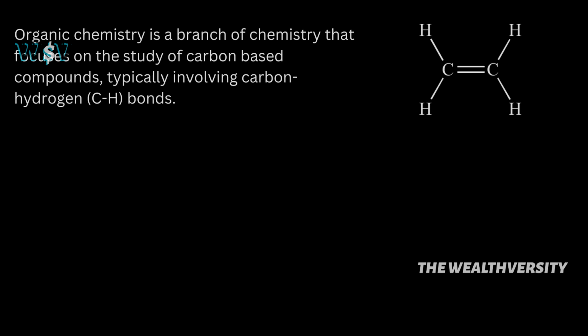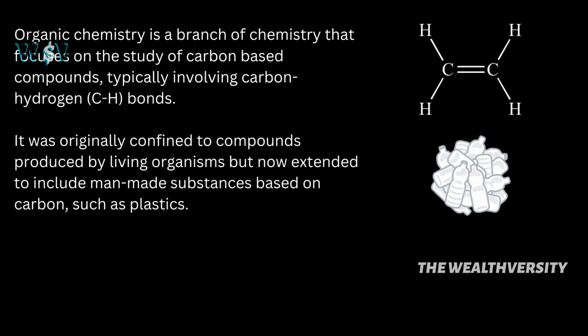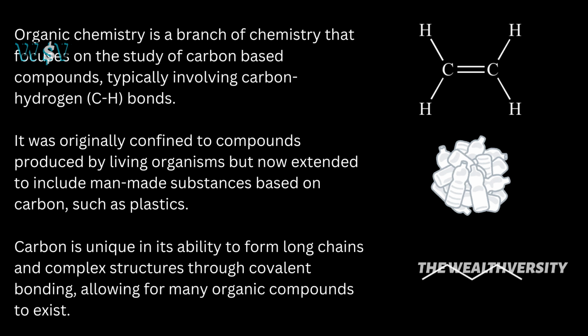First of all, what is organic chemistry? Organic chemistry is a branch of chemistry that focuses on the study of carbon-based compounds, typically involving carbon-hydrogen, CH, bonds. It was originally confined to compounds produced by living organisms, but now extended to include man-made substances based on carbon, such as plastics. Carbon is unique in its ability to form long chains and complex structures through covalent bonding, allowing for many organic compounds to exist.